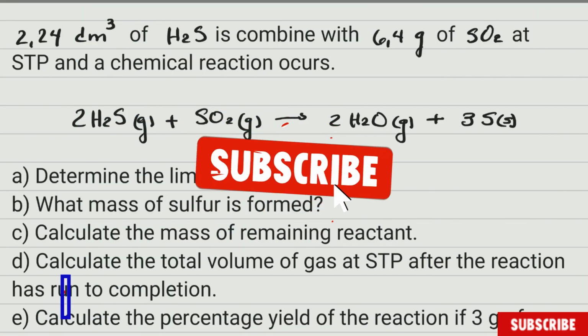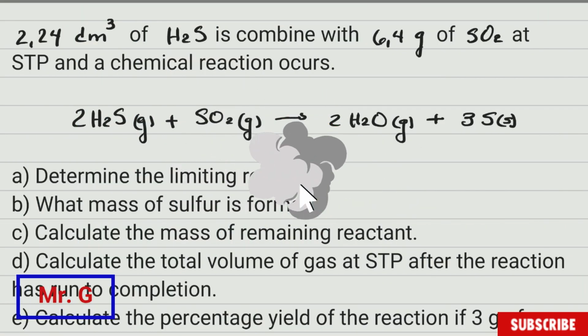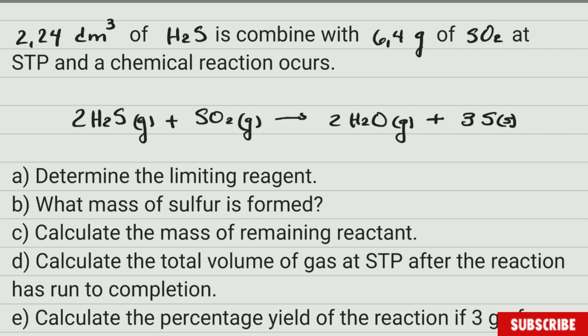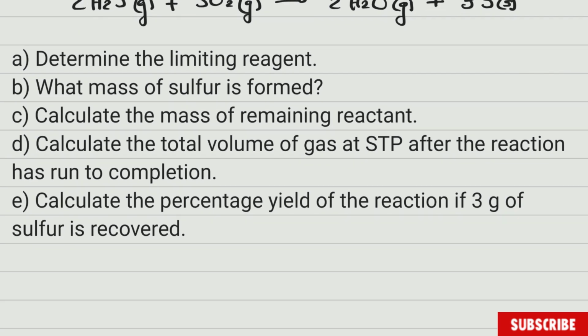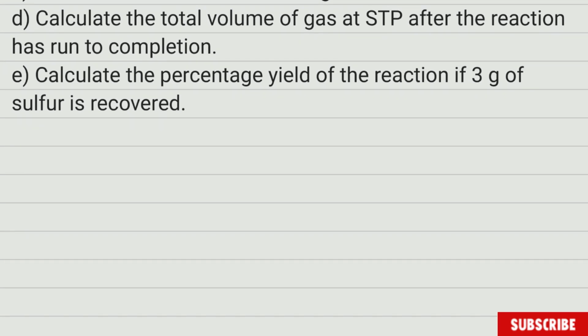This is quite important work, and this question is quite interesting because there are a lot of things to do here. The question says 2,24 cubic decimeter of H2S is combined with 6,4 grams of SO2 at STP in a chemical reaction. Okay, and there is the chemical reaction. First question, determine the limiting reagent. And that is what we are going to do real fast here. We're going to find out which one is the limiting reagent.